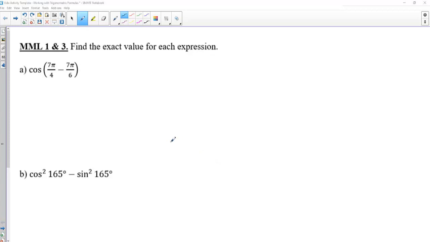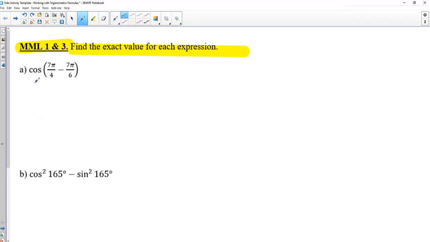It's time for fun with math, and today we are going to work this activity on working with trigonometric formulas, and this follows from your MyMathLab assignment. You'll notice here highlighted that the next couple problems are similar to the problems from the assignment on trigonometric formulas, number 1 and number 3. So what we want to do is find the exact value for each expression, and each of these will involve the trigonometric formulas we covered in class.